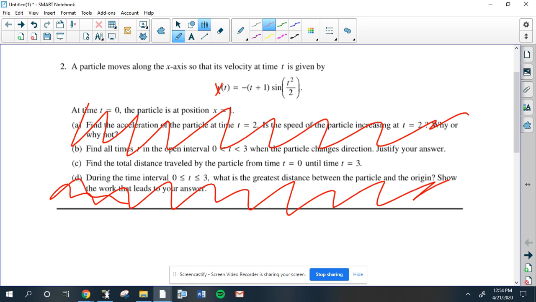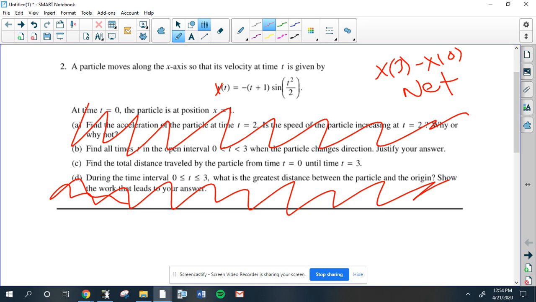By the way, if it was net distance from 0 to 3, that's easy. That's just displacement. That's where you ended up, position at 3, minus where you started, the position at 0. So that would be net. That's easy. Plug it in, subtract. Total distance is a little bit more complicated because total distance takes into account everywhere that you change directions.